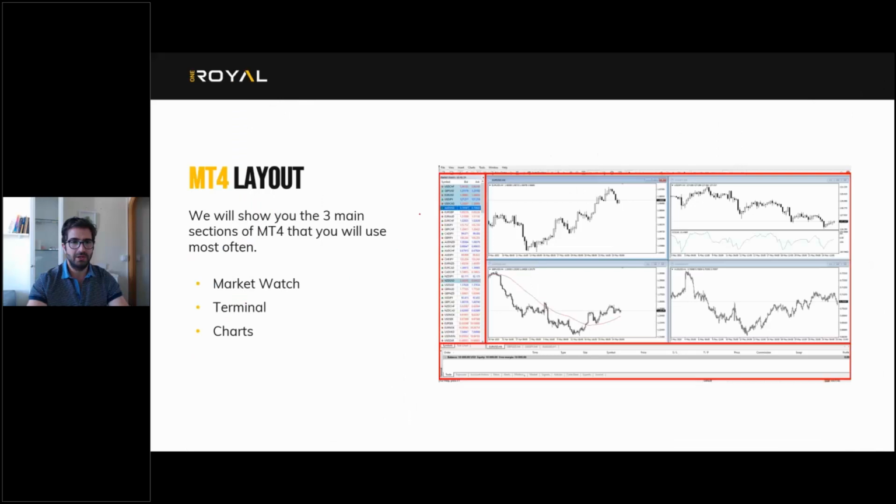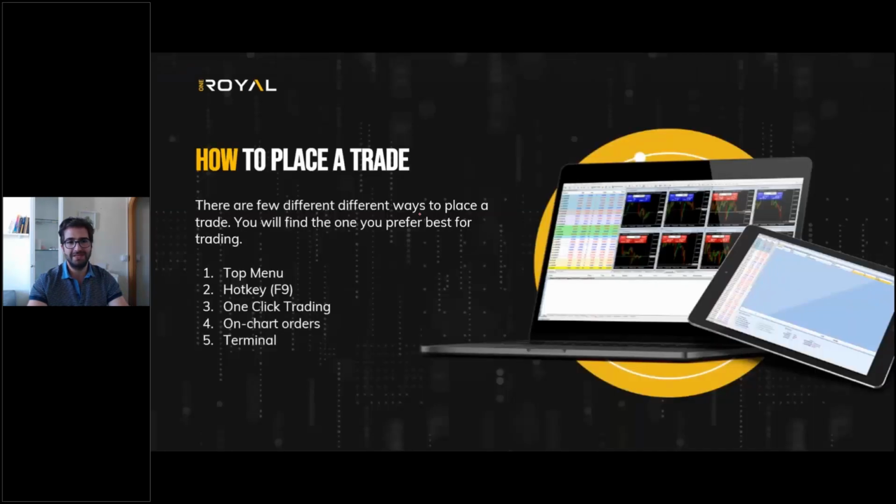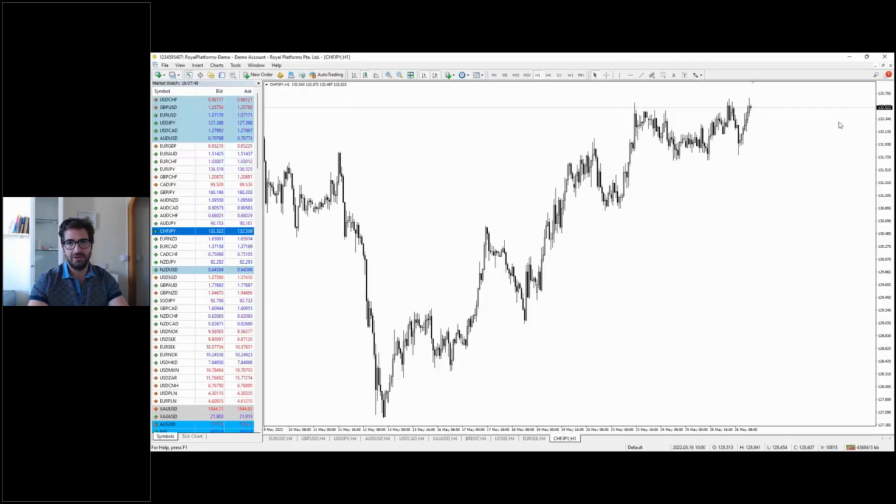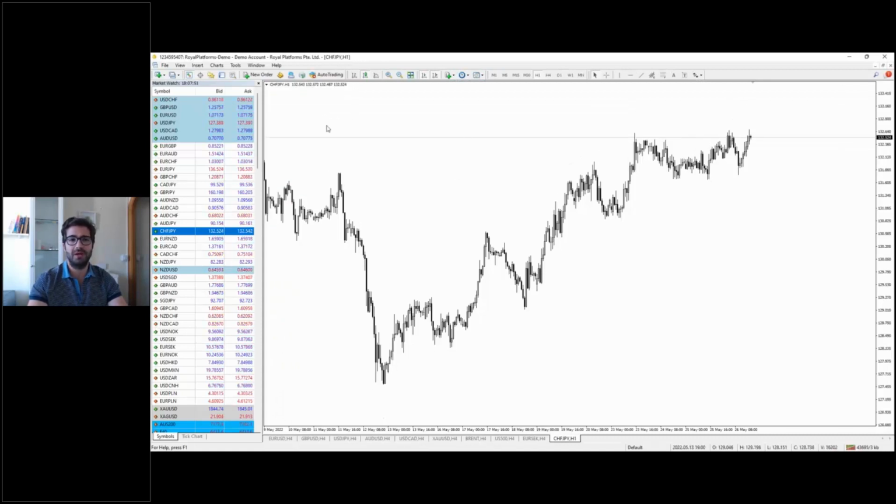Next, we will talk about how to place a trade. We have 5 different ways. Either you use the top menu, or you simply press F9. There is also the one-click trading option, on chart orders, and using the terminal. I will show you most of them. Let's start with the top menu. If you would like to trade CHF JPY for any reason, let's say you consider that this is bullish and you need to buy, what you will do is press this button here.